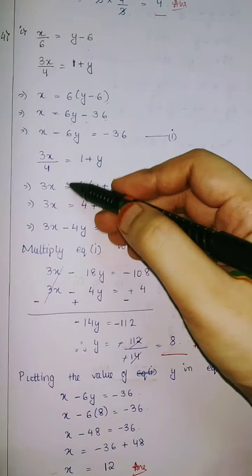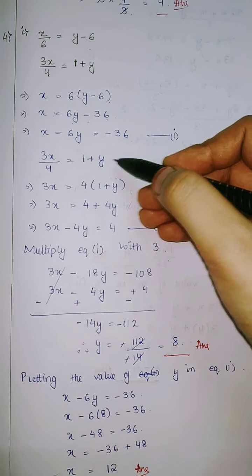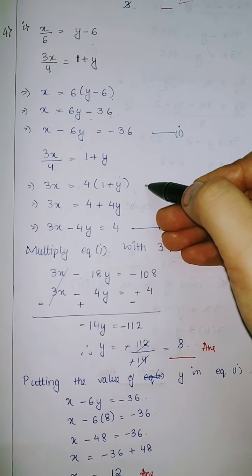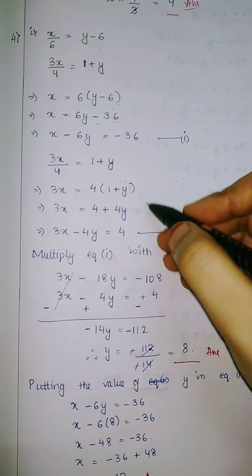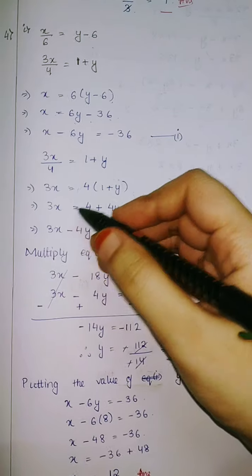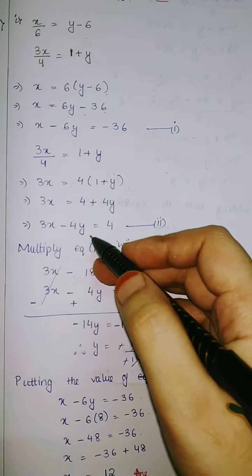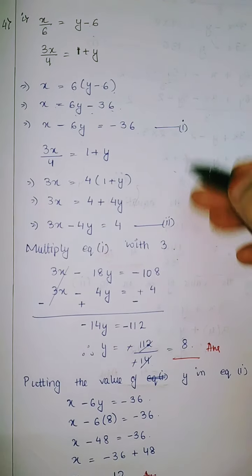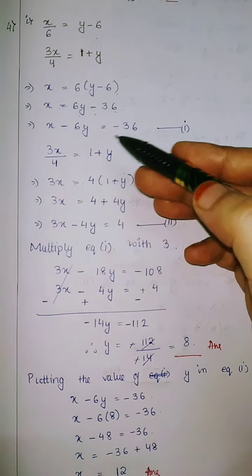The next equation is 3x by 4 is equal to 1 plus y. Now 4 will be shifted to the other side, so it will become 3x is equal to 4 times (1 plus y). Now again 4y will be shifted to the left hand side, so it will be 3x minus 4y is equal to 4. This is equation number 2. Now we have got the equations. Now we'll equate them, making the x coefficients equal.